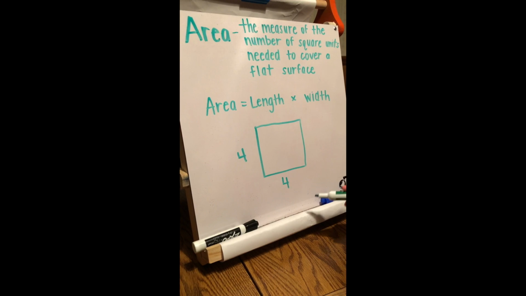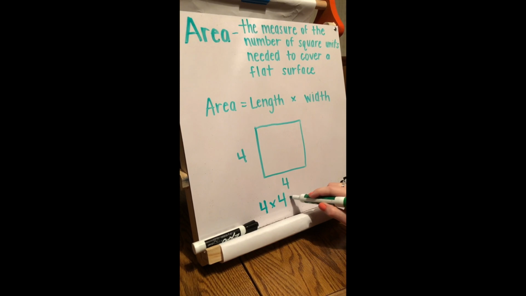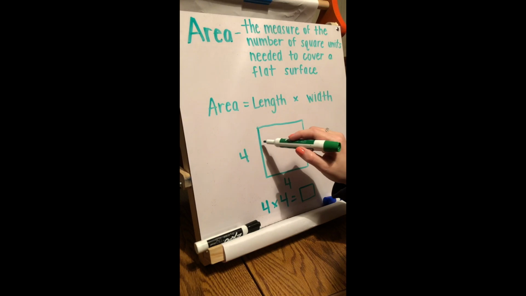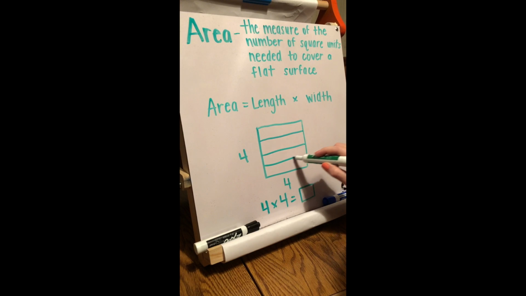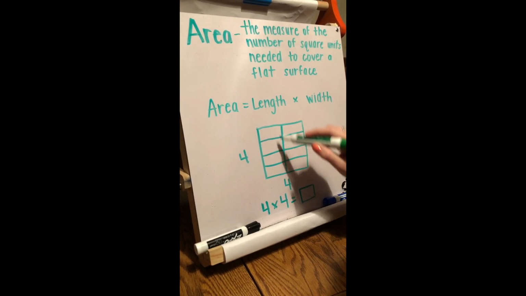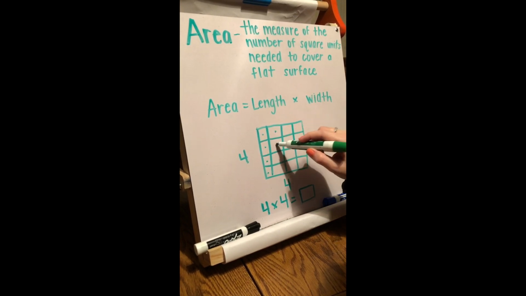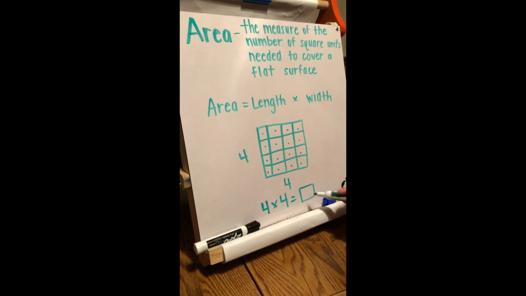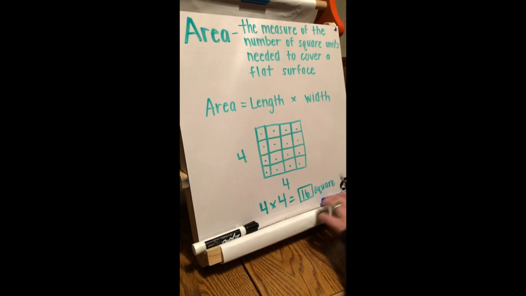One way you can figure this out is doing 4 times 4 equals blank. Or, just like an array, you could do 4 rows, and then make sure you have 4 columns, and you could count up all of the square units needed to cover the inside. And either way, you should get the answer of 16 square units.